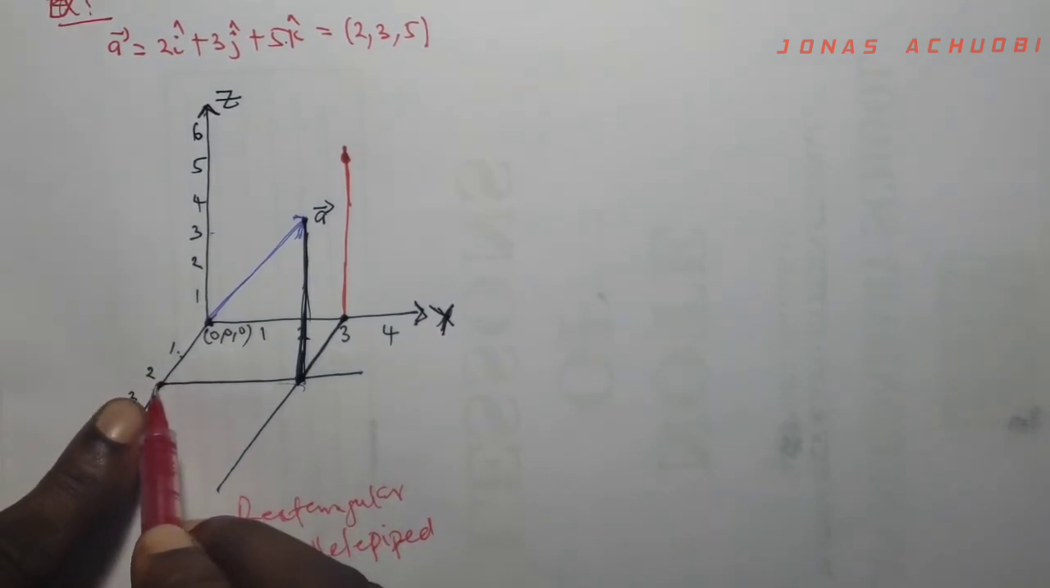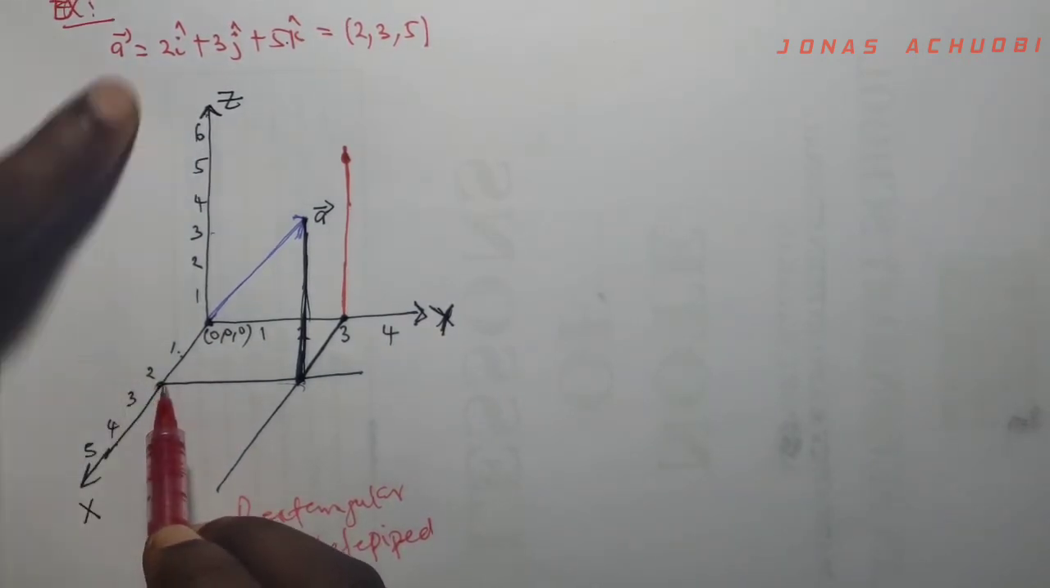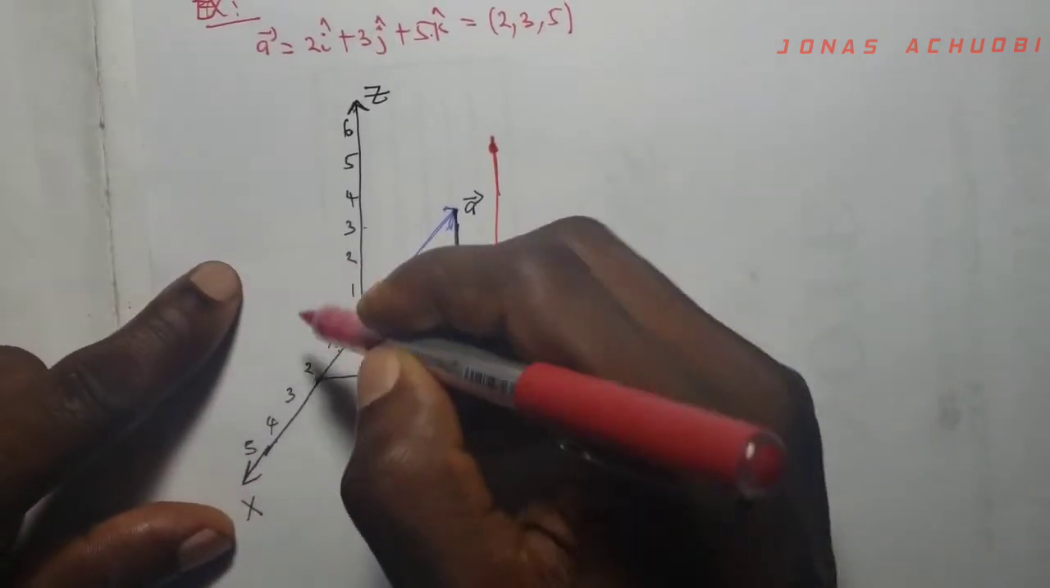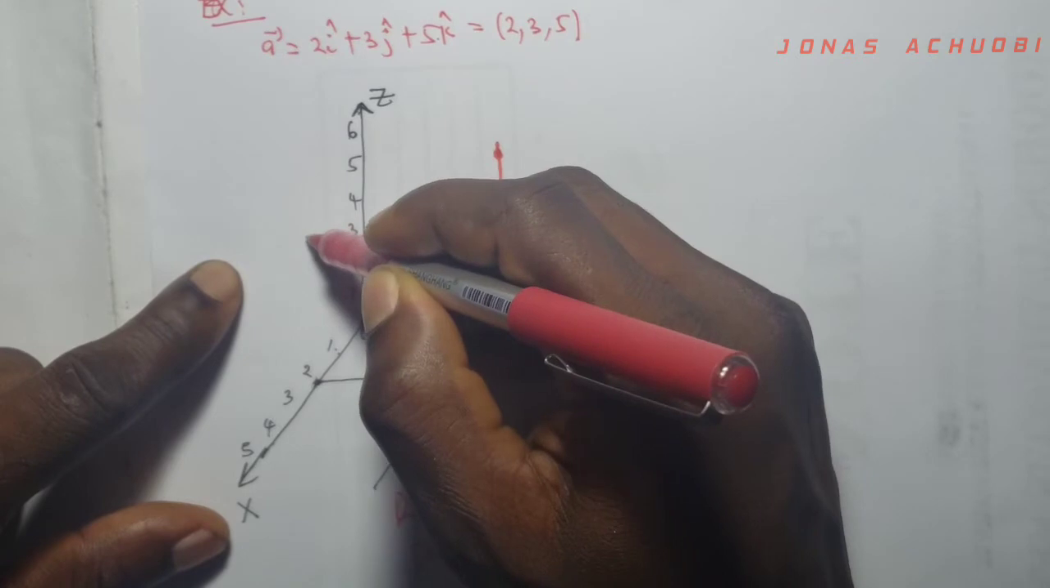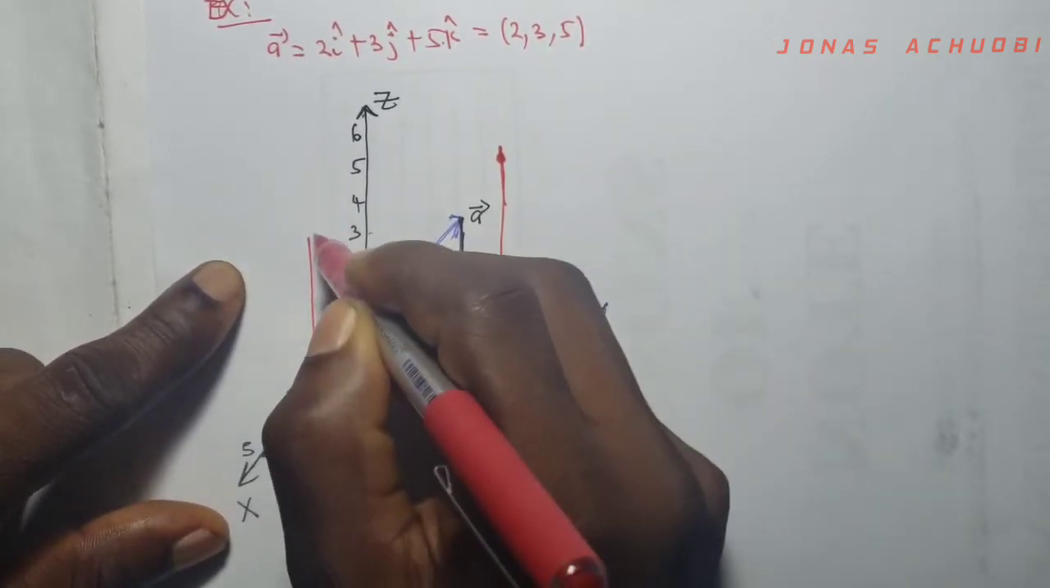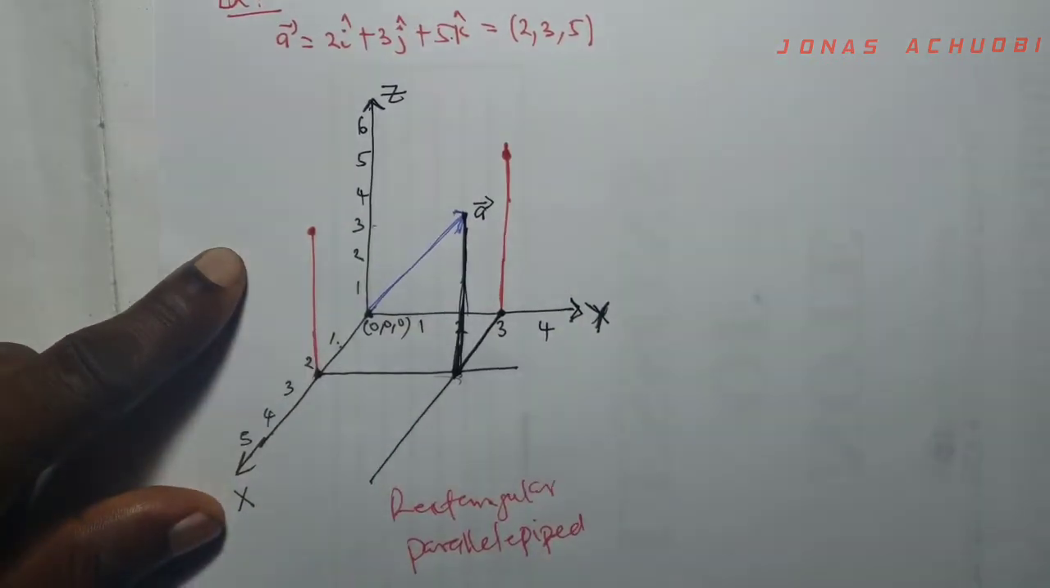Again, from this other point 2, we'll take 5 units again in the z direction. So we are at 2. So 5 will be at 3 once again. So this is 3. So 5 will land us where? Good. 5 will land us there. 5 will land us at this point.